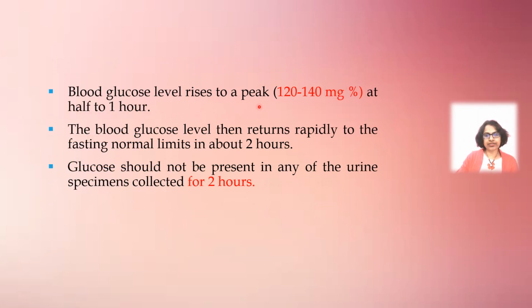Blood glucose level rises to a peak of 120 to 140 milligram at half to 1 hour. After eating, the blood glucose level rises to a peak of approximately 120 to 140 milligram percentage at half hour to 1 hour. The blood glucose level then returns rapidly to the fasting normal limits in about 2 hours. After 2 hours of completing our food, our blood glucose level decreases. Glucose should not be present in any of the urine specimens collected for 2 hours.